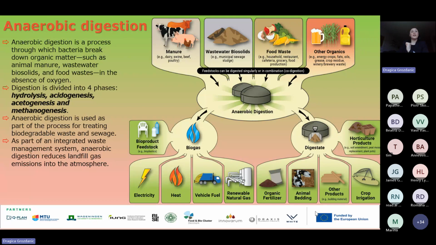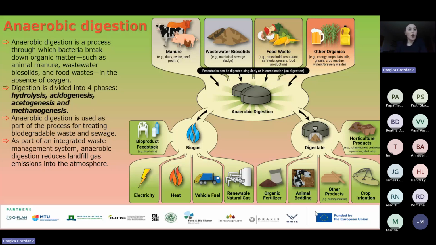Let me also touch base on this, I would say, still hot topic in recent years, and it's anaerobic digestion. Anaerobic digestion is a process through which bacteria break down organic matter, such as animal manure, wastewater, biosolids, and food waste, in the absence of oxygen. Digestion is divided into 4 phases: hydrolysis, acidogenesis, acetogenesis, and methanogenesis. Anaerobic digestion is used as part of the process for treating biodegradable waste and sewage. As part of an integrated waste management system, anaerobic digestion reduces landfill gas emissions into the atmosphere.